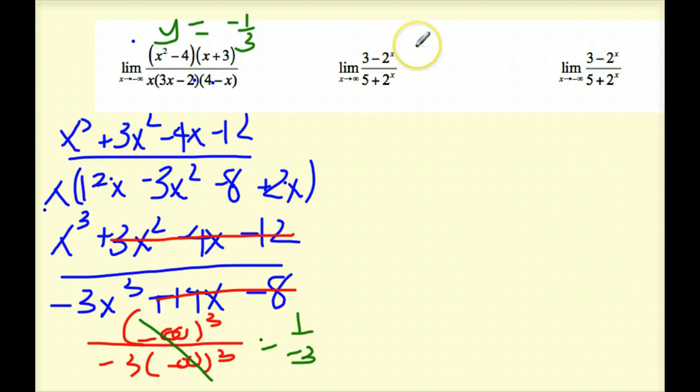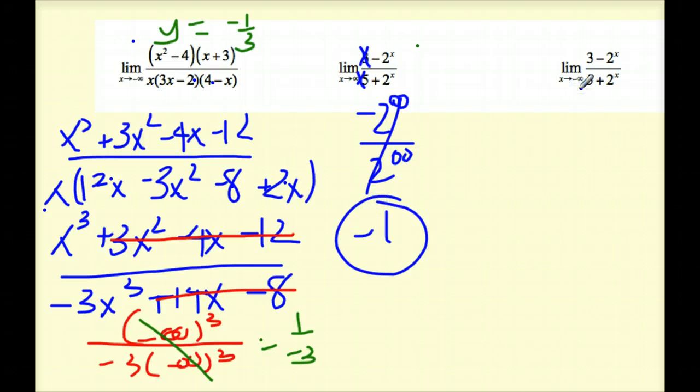Okay, let's go ahead and plug in infinity up here. As you notice, these aren't going to matter too much, and I get negative 2 to the infinity over 2 to the infinity. These are going to cancel, and what we get left over is a negative 1.